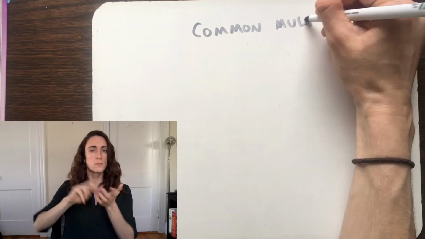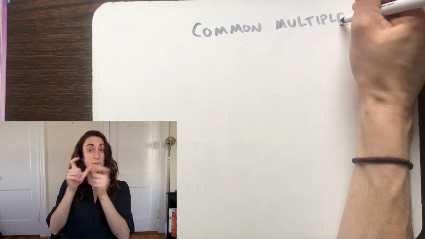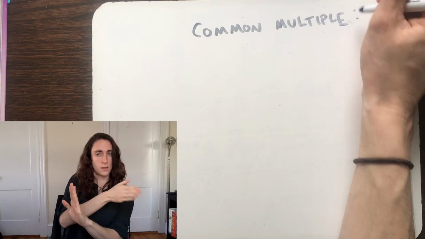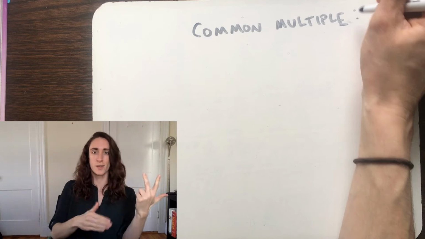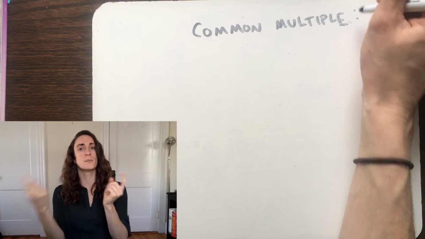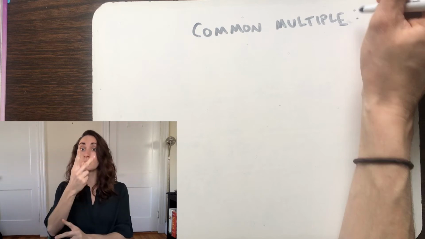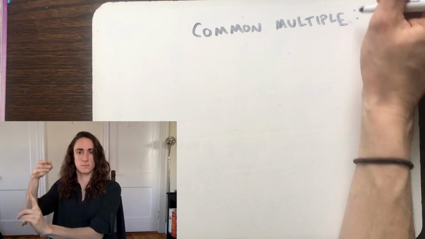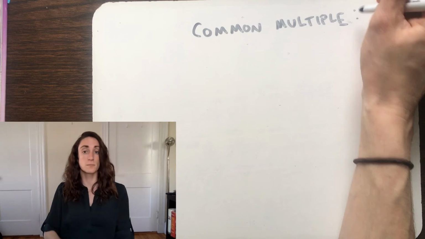You may already be familiar with factors. Factors are the numbers which can divide a specific number. So for example, 3 and 5 are factors of 15. Multiples, on the other hand, are what you get when you take a number and multiply it by an integer. So the multiples of 30 are 30 times 1, 30 times 2, 30 times 3, etc.